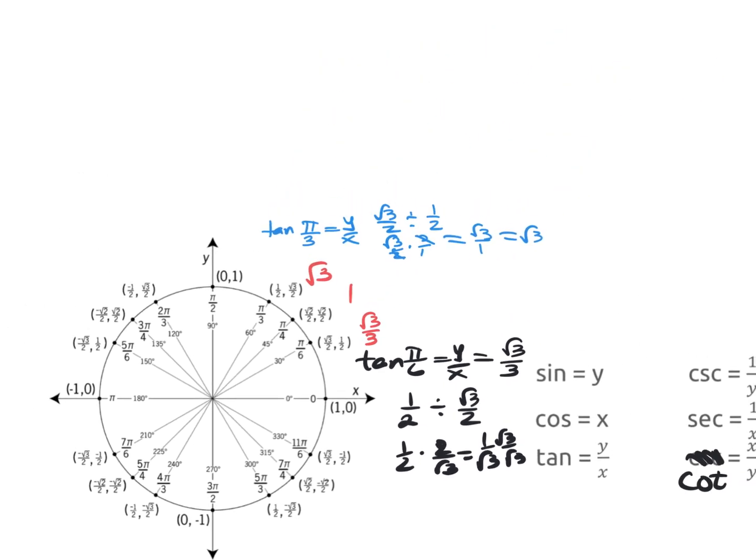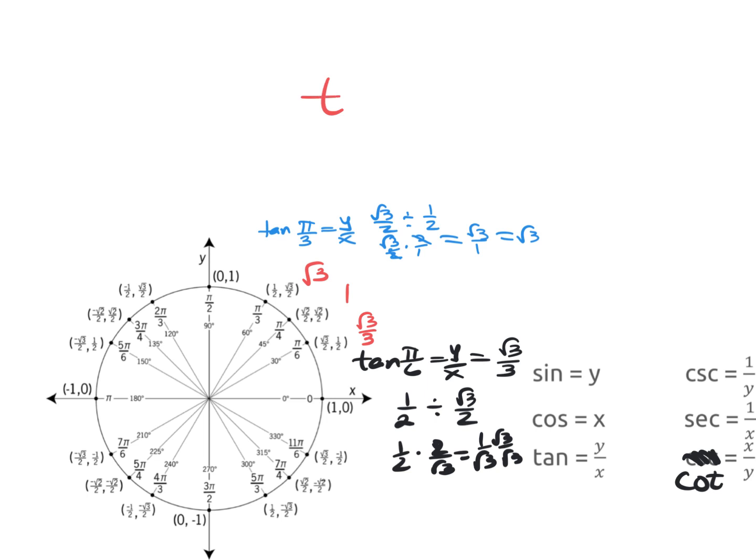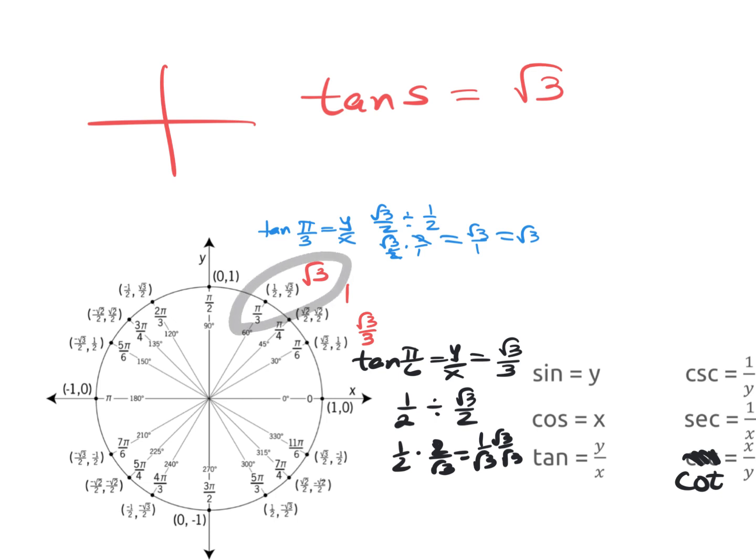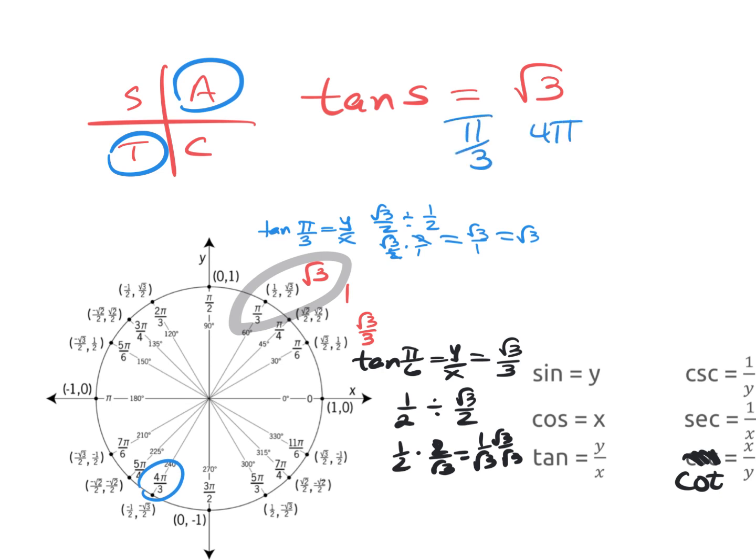So for example, let's say now I said find theta or find s when tangent equals the square root of 3. So what you can do now is, since you've already figured this out, you already know your reference angle is pi/3. So then you just do your All Students Take Calculus, and tangent's positive here and here. And then all you've got to do is find the other denominator of a 3. And this answer is pi/3 and 4pi/3.